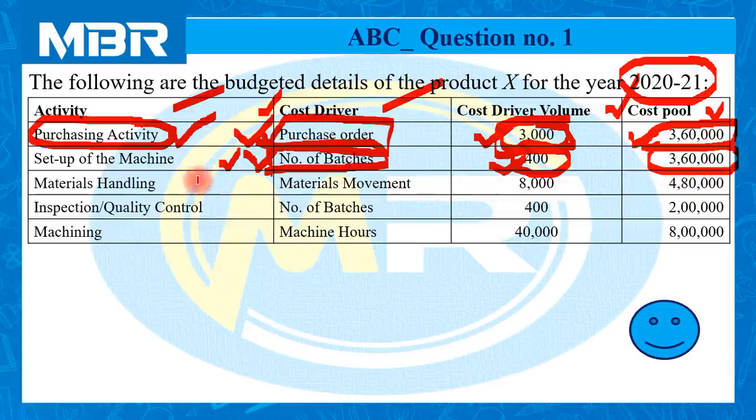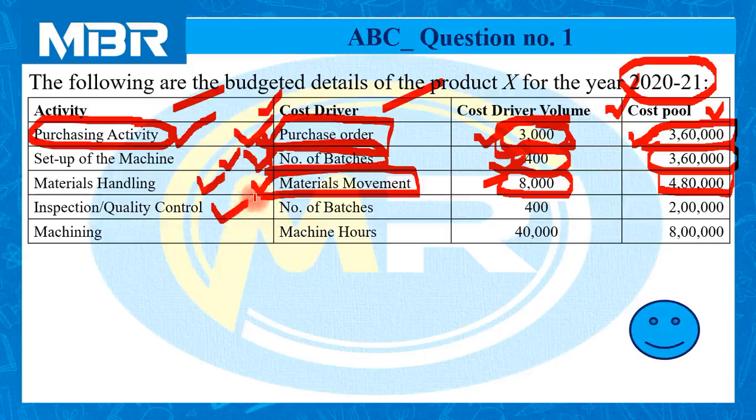The third activity is all about handling of inventory, that is, handling of material within the organization during the process of manufacturing. To allocate the material handling activity, the base will be material movements, and the total number of material movements is estimated as 8,000. Estimated expenditure on material handling activity is 4,80,000.